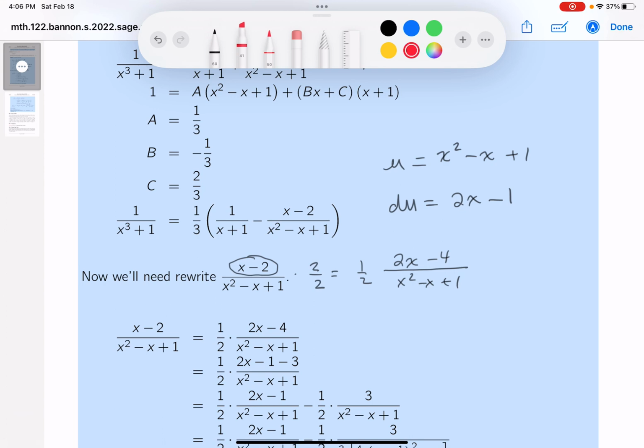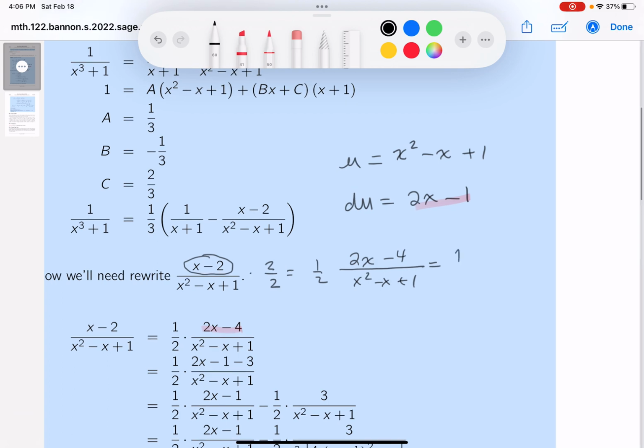That's where this is coming from here. I see that there. But you know what? I got too much. So what I do is I kind of just write it over again. So I write down 1/2. What do I want to see? I want to see 2x minus 1, but I have a minus 4 there, so it's minus 3 over x squared minus x plus 1.